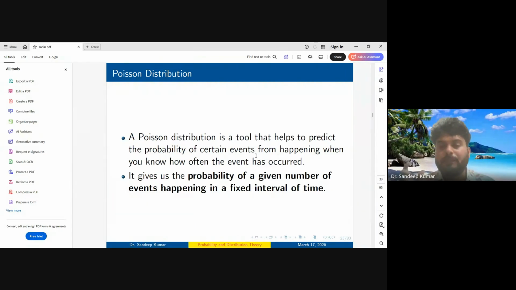Between 10 and 12 p.m., how many citizens take gas cylinders? This is the Poisson distribution, which has a real life application in that situation. And I will take other situations: banking, hospitals, medical sectors, agriculture sectors, everything. So it gives the probability of a given number of events happening in a fixed interval of time, from 0 to t, say 5 hours, 2 hours, 3 hours, 1 hour.